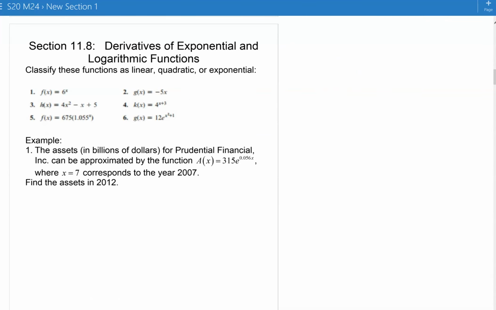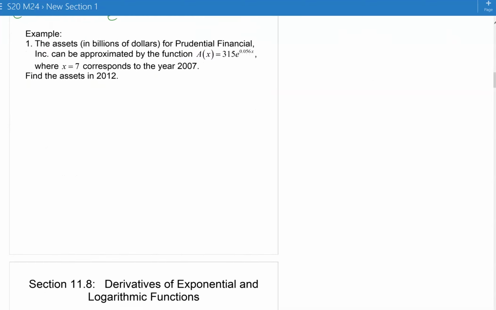So let's look at some functions and see if we can classify them as linear, quadratic, or exponential. Well, as soon as the exponent has a variable, that's an exponential function. So number 1 is exponential, number 5 is exponential, number 4 is exponential, and number 6 is exponential because you see the x in the exponent. The number 3 is quadratic because I see a power of 2 on the x. And number 2 is linear. That's the equation of a line.